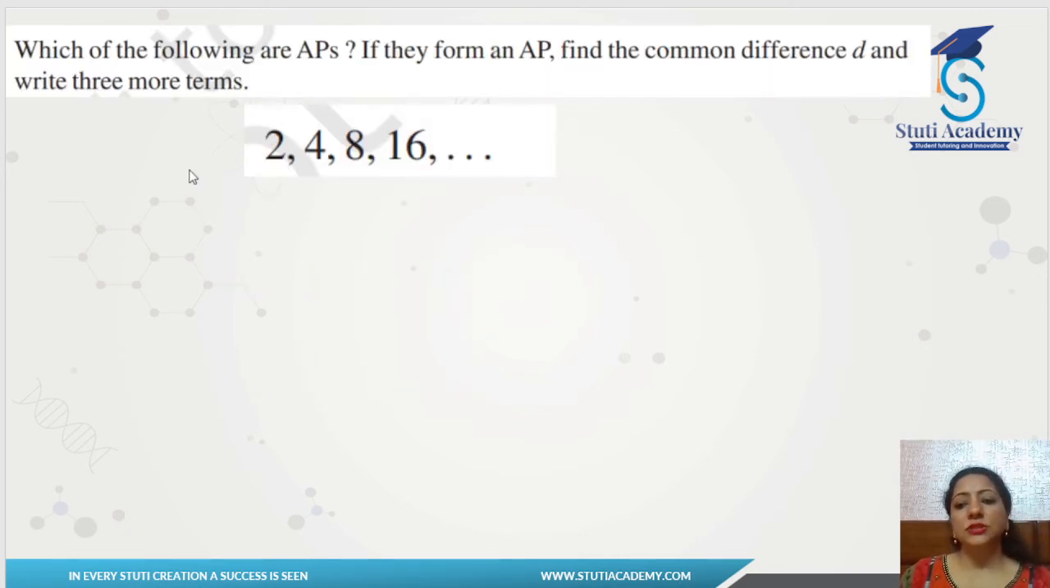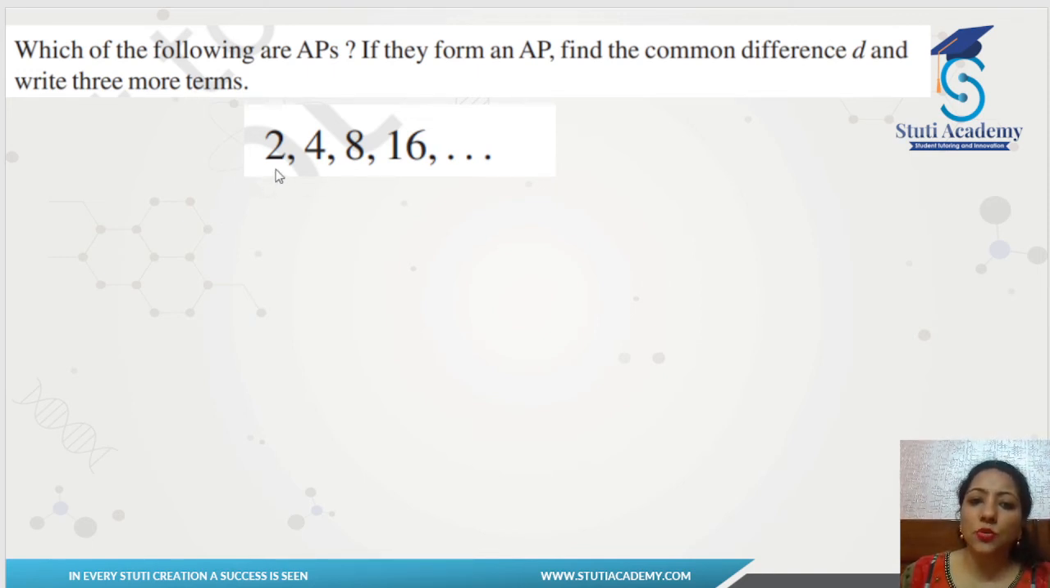Now coming to the next question. This is the third question given on page number 99 of NCERT. Which of the following are APs? If they form an AP, find the common difference D and write 3 more terms. So we first of all have to figure out whether it is an AP or not. If it is an AP, then we have to find the common difference, and we also have to write the next 3 terms.